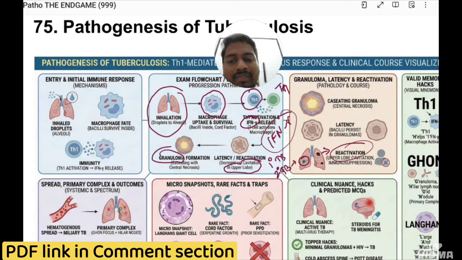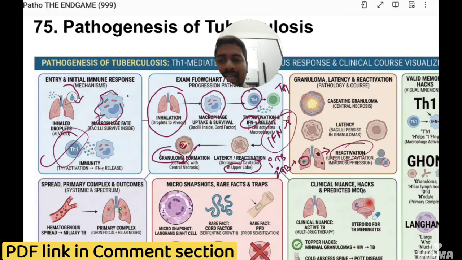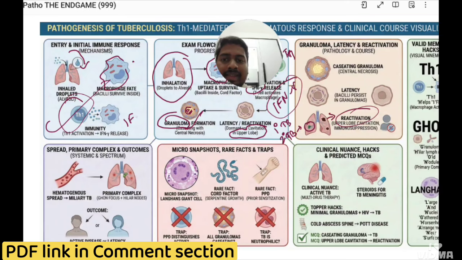So granuloma, whichever is formed, it is basically caseating granuloma with central necrosis. Okay, I told you caseating granuloma, always remember TB. One more example is histoplasmosis. Now, initially when droplets enter, it is trapped inside the macrophages. Th1 activation happens, after which it releases interferon gamma. Interferon gamma activates the macrophages, and macrophages will engulf the microorganism. There shouldn't be any confusion regarding this.